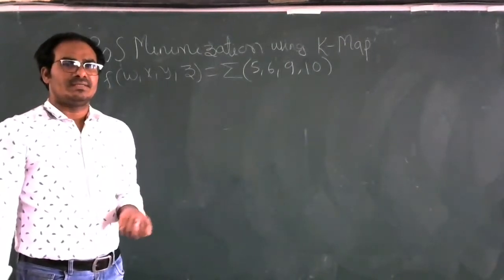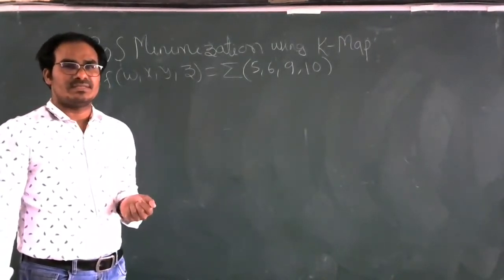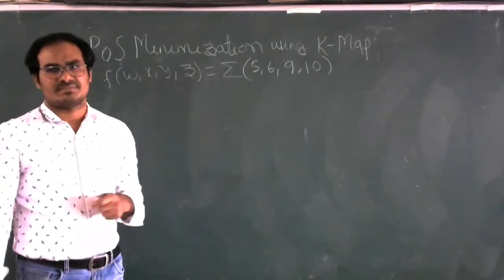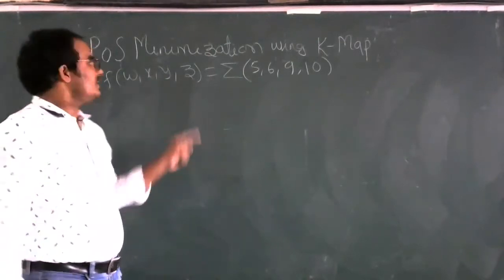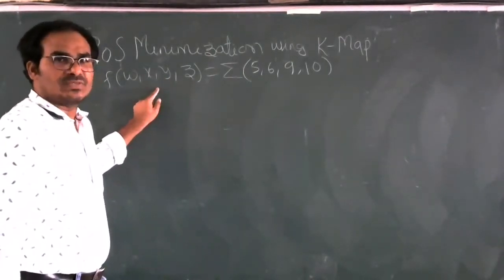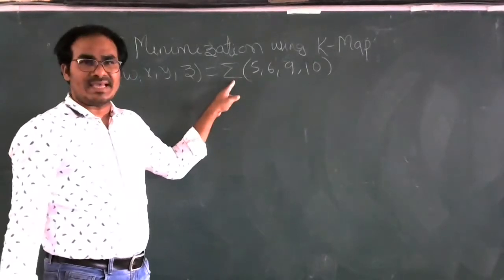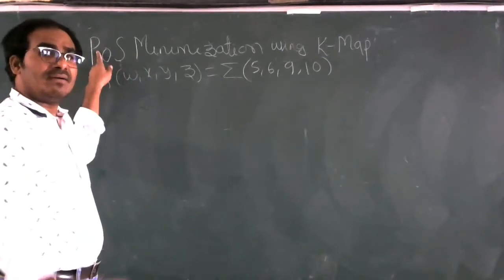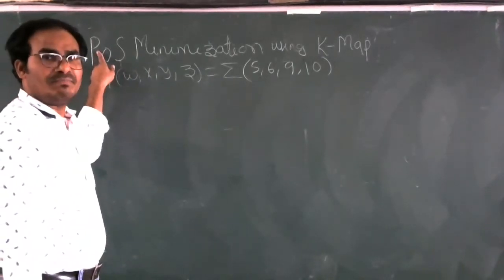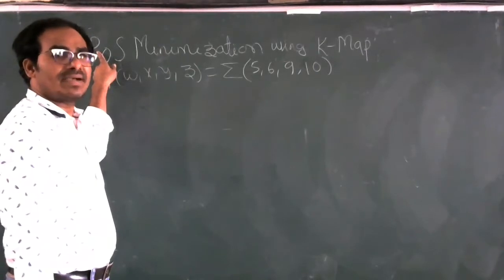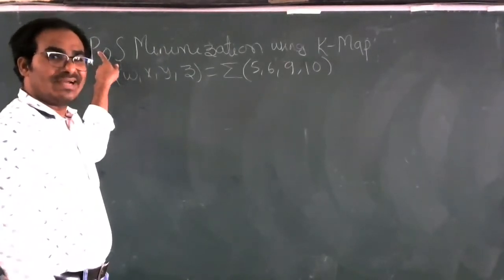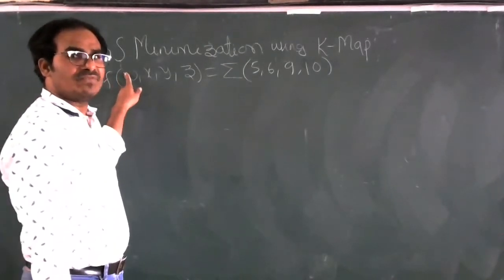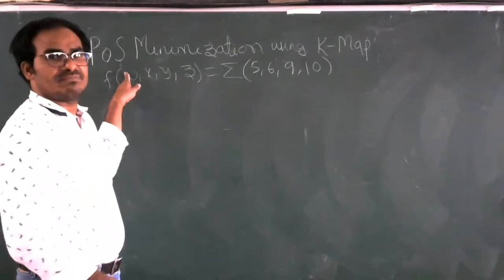Here the intention of the examiner is to confuse us whether the given terms are minterms or maxterms. In the problem the given terms are actually minterms. Sigma means it is a minterm, and POS form can be obtained from the maxterms. So first we have to convert the given sum of minterms form into product of maxterms form.